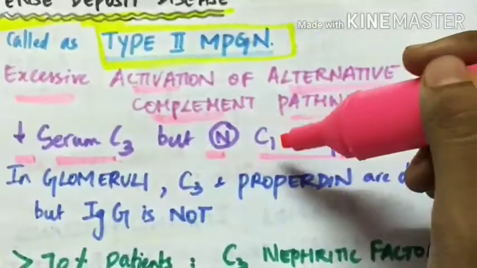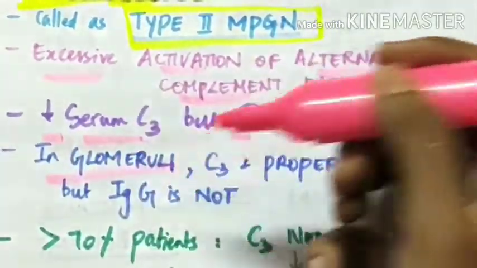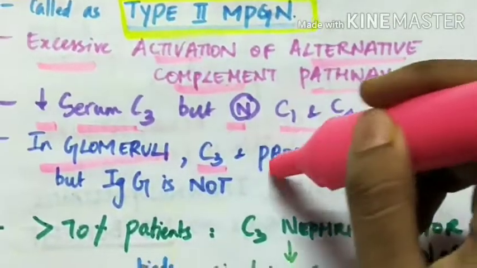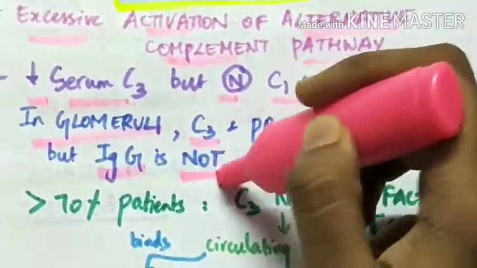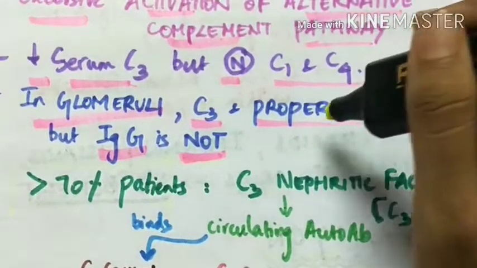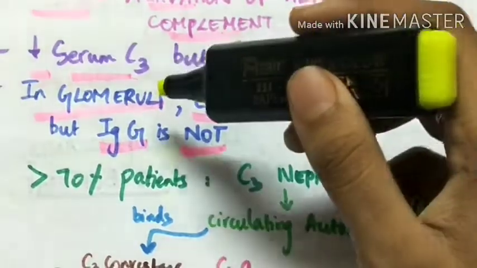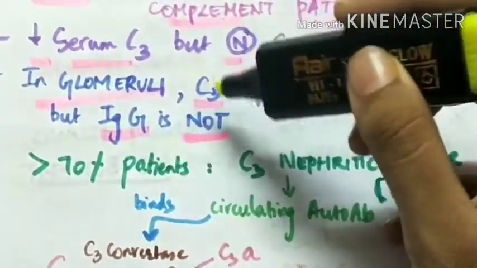C stands for complement factor. In the glomeruli, C3 and properdin are deposited but immunoglobulin is not deposited. So here only complement factor and the properdin are deposited in the glomeruli but immunoglobulin G is not deposited. Whereas in type 1 MPGN, both immunoglobulin G as well as C3 are deposited.